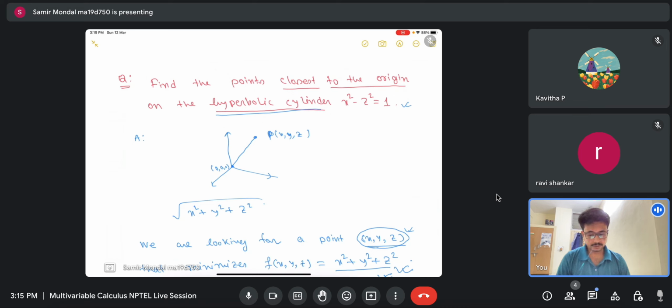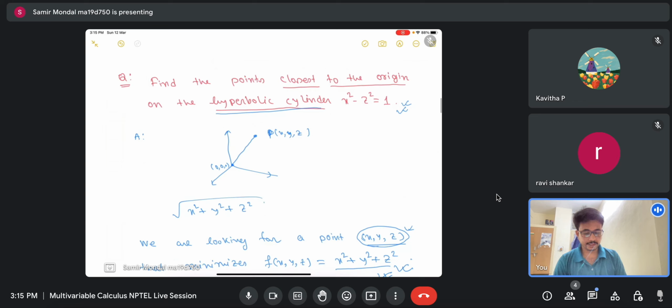Our question was: find the points closest to the origin on the hyperbolic cylinder. So you have to find the point closest to the origin on the hyperbolic cylinder. The formula for distance from the origin to a point in 3D is this one. So we are looking for a point (x, y, z) in 3D which will minimize the function f(x, y, z) equal to this one, subject to these conditions.